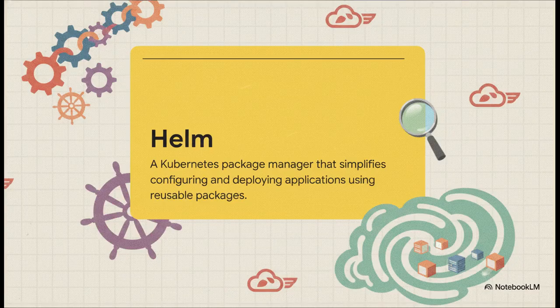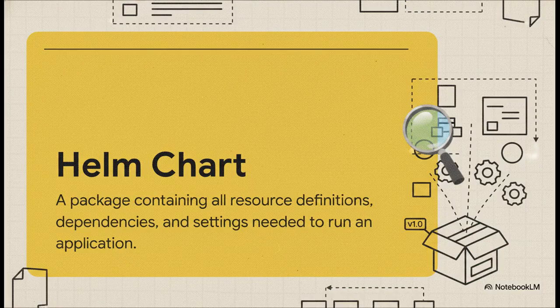So at its core, what is Helm? It's really just a popular way to bundle up all your Kubernetes stuff, your deployments, services, all of it into one neat, tidy package. It makes configuring and deploying applications a whole lot simpler. And the central concept in the Helm world is the Helm chart. A chart is basically a package that has everything you need to run an application in Kubernetes. It's got all the resource definitions, any dependencies, and all the settings you can configure. It's the whole shebang in one place.